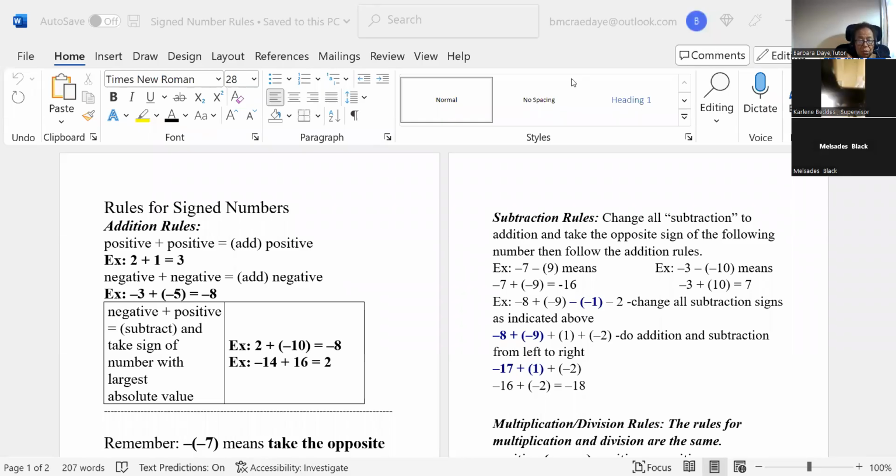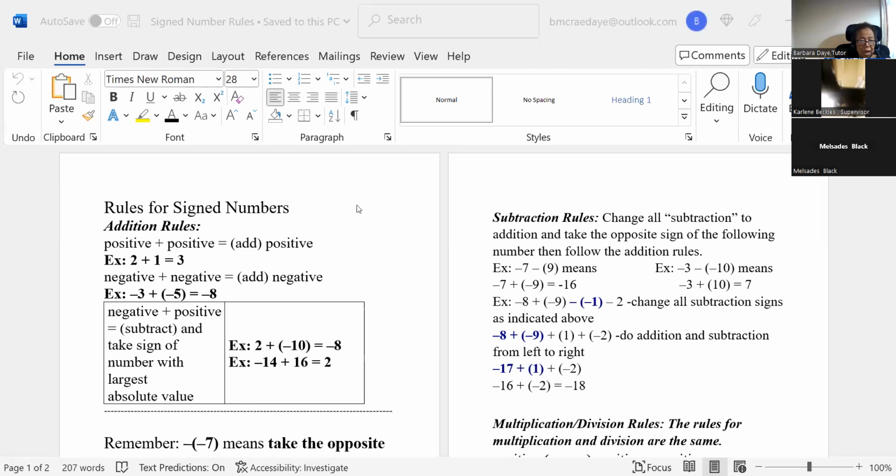Okay, so what we will do today is we'll review our rules for sign numbers, and then we'll go through the homework, hopefully answer any questions you may have. And then we will continue with our inequalities.